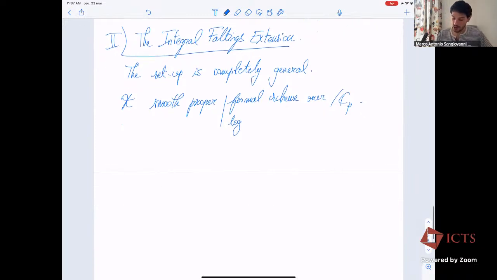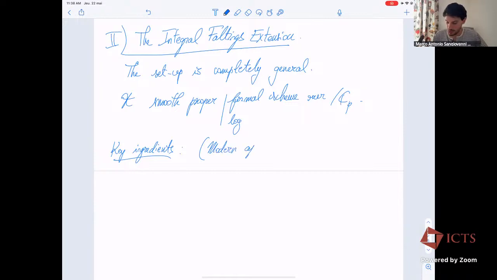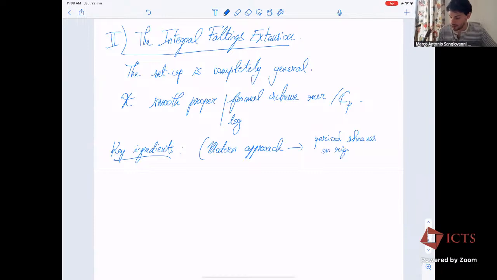Okay. So now I will release the key ingredients to build the Faltings extension, and this will be a rather modern approach. This will use pro-étale sheaves of Scholze on rigid analytic varieties, and then a little bit of sophisticated modern machinery.